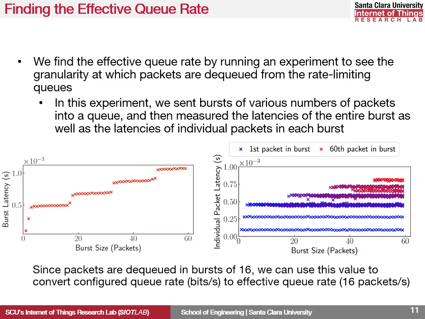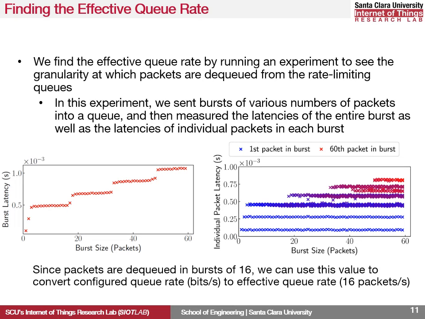One interesting thing to note is that a burst of 5 packets will have pretty much exactly the same latency as a burst of 16 packets. This indicates that packets 5 through 16 in a burst are all dequeued at the same time, hence the lack of difference in the overall burst latencies. In the figure on the right, the x-axis is once again the number of packets in the burst, but this time the y-axis is the latency of each individual packet in each burst.